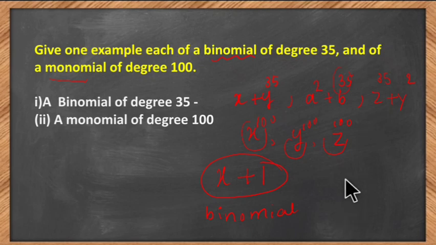You can't write 1. How we are deciding the degree? By looking the variable, right? 1 is constant. So don't write 1. Just write any alphabet, any variable. Then write the power 100. It is a monomial, means one term power 100. It is a monomial of degree 100.